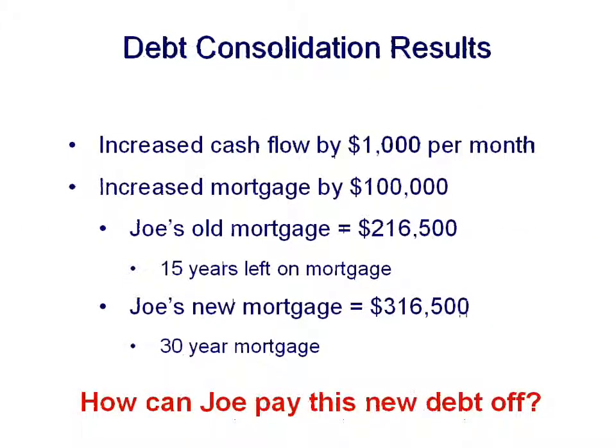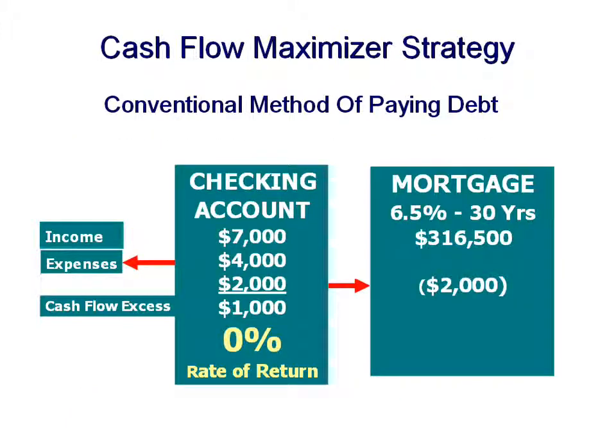Okay, but as a result of consolidating his debt, Joe increased his cash flow by $1,000 a month. However, he also increased his mortgage by $100,000 and added another 15 years to his mortgage of $216,000. So now Joe's new mortgage is $316,000, and he has a 30-year mortgage. So now let's look at how Joe can pay off this new debt quickly using debt planning strategy number 2, the cash flow maximizer.